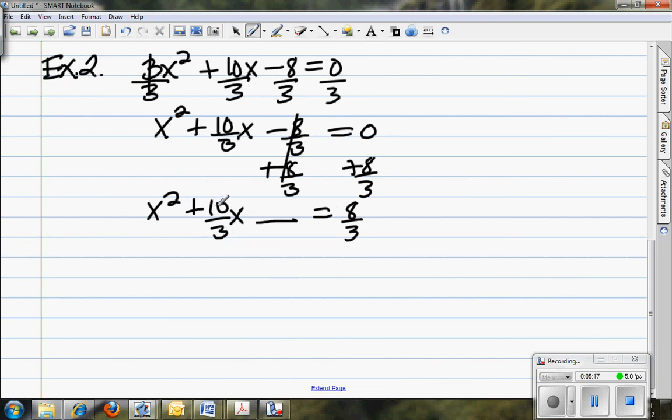Now we need to figure out half of 10 thirds, and if you do that like I showed you earlier, you will end up with 10 over 6, which you can simplify to 5 over 3. So we are going to add 5 thirds to both sides.